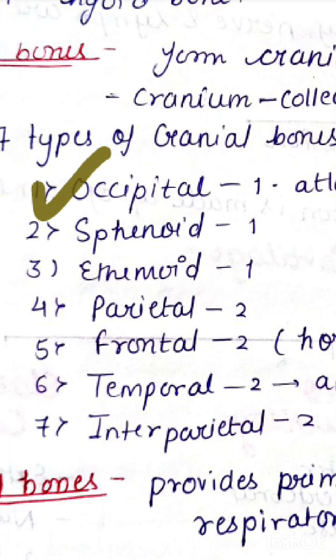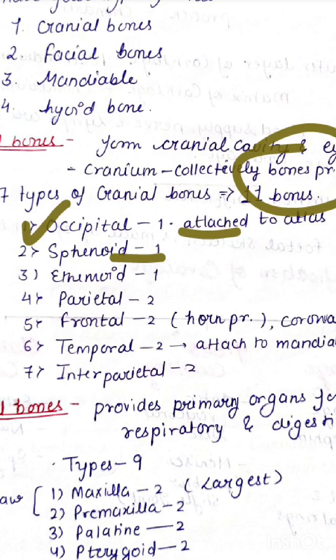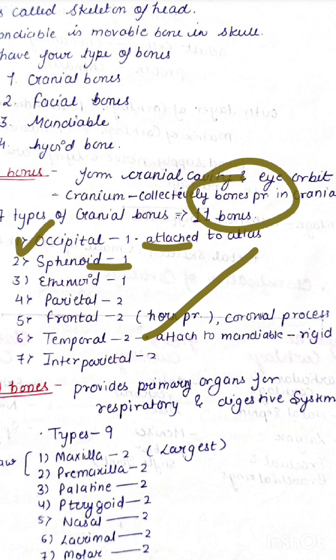Occipital is 1 in number, and the sphenoid is also 1 in number. Occipital is attached to the atlas, which is the first bone of the cervical vertebra. The second one is sphenoid, which is 1 in number. Ethmoid is also 1 in number. Parietal is 2 in number. Frontal is 2 in number, in which the horn is present and the corneal process is present. This process is known as the corneal process, and this is the frontal bone in the animal.